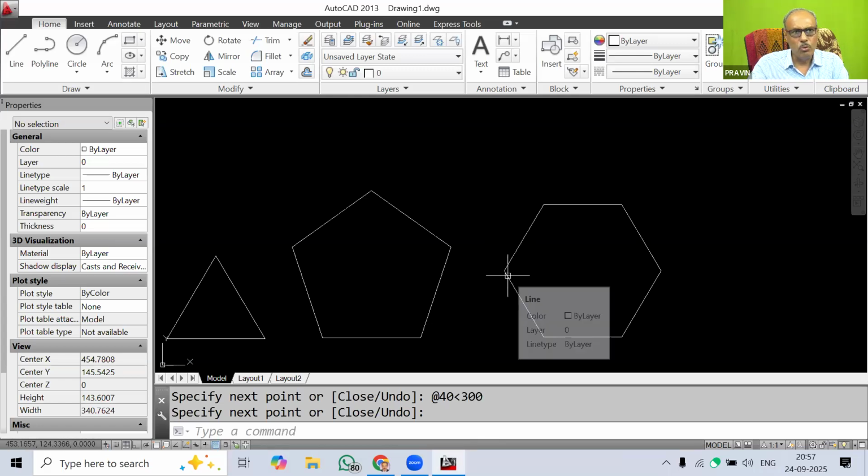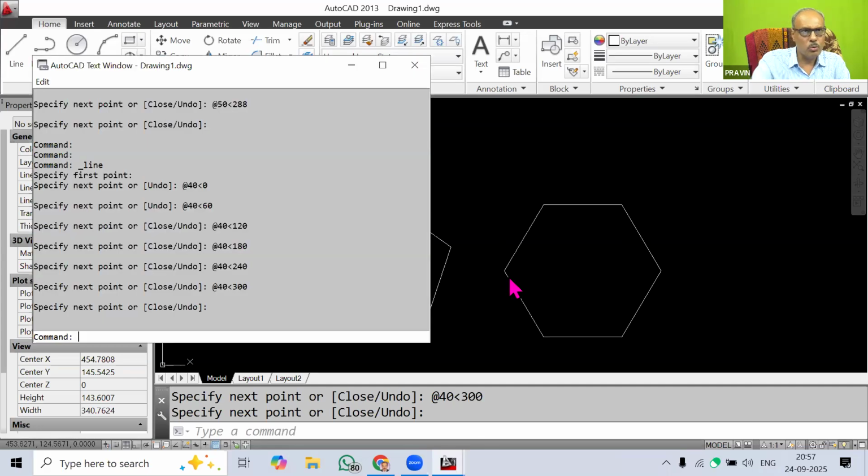So you can just see that I can quickly type the coordinate because it was a regular hexagon, and then I have used the coordinate which are shown in the text window. So I have taken angle as 0, 60, 120, 180, 240, and 300. So in this way, this is the example of relative polar coordinate. Later on, we will see that how this will be useful in the AutoCAD.